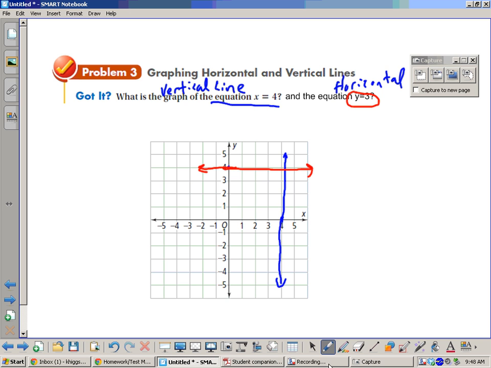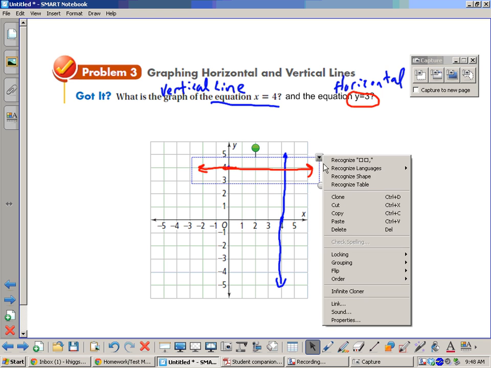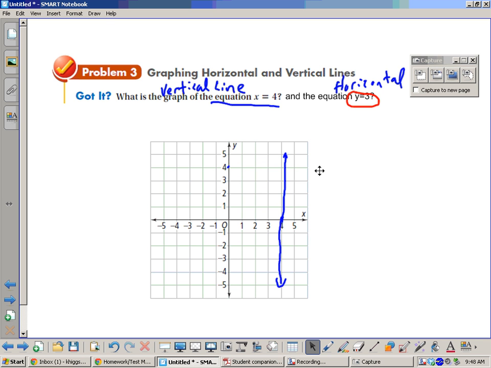Let me correct that. I apologize for that error. So we're going to delete this line. We're going to cut that line. We wanted to graph y equals 3, not y equals 4. Y equals 3 is here. There we go. So y equals 3 is the line we're graphing.